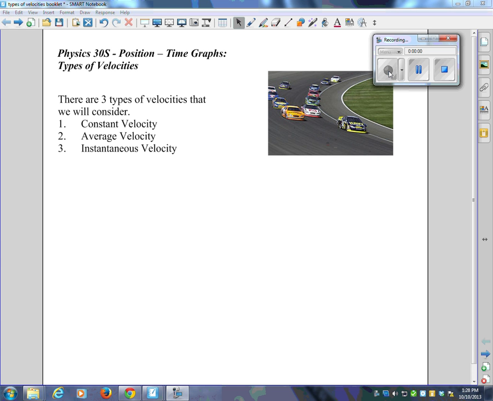Here we go. Physics 30S, position time graph, types of velocities. So, three types of velocities that I've already introduced you to. We're going to look at them a little bit more in depth. They are constant velocity, average velocity, and instantaneous velocity. And you just need to sort of follow along with the little booklet there.